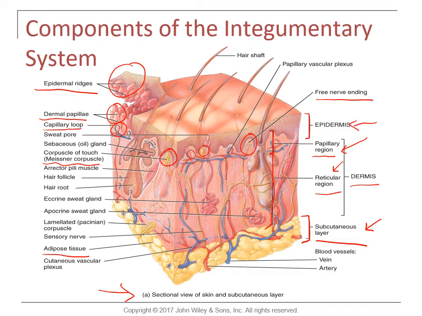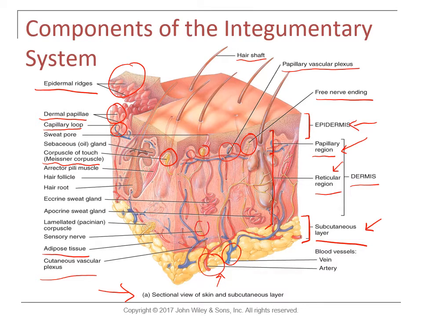As you can see here on top of the epidermis, we have the hair shaft. We're going to talk about the hair shaft. Here we have a papillary vascular plexus. It's called papillary because it's found in the papillary region of the dermis. Down in the subcutaneous layer, we have blood vessels such as veins and arteries, and we can see that they follow in the dermis, which is made up of connective tissues. Here we have the cutaneous vascular plexus because it's found in the subcutaneous layer.